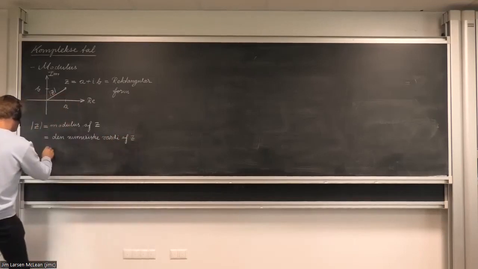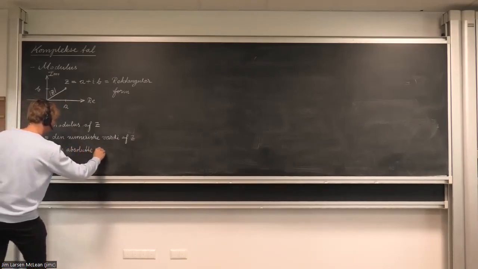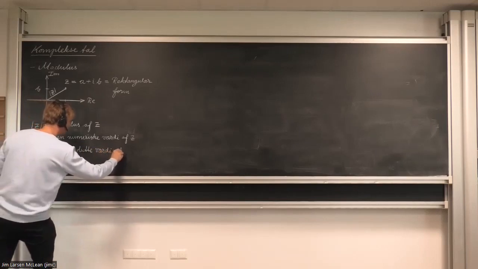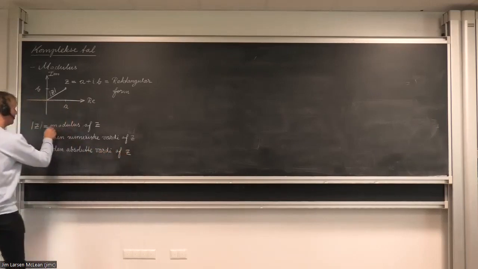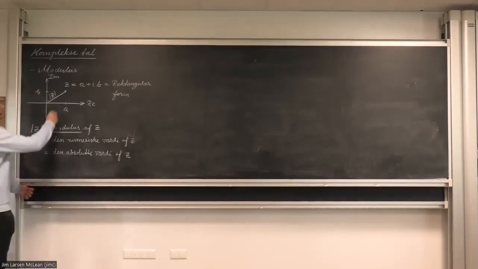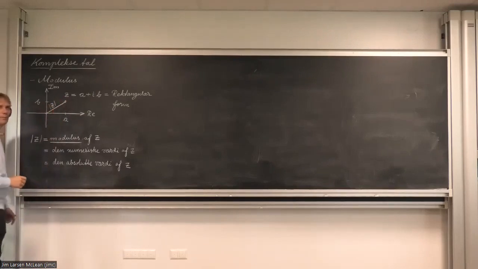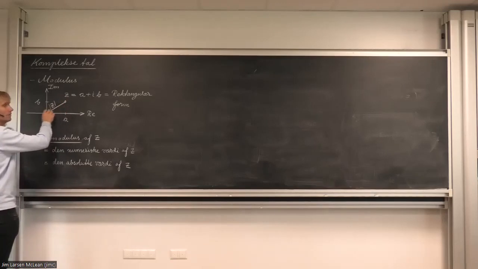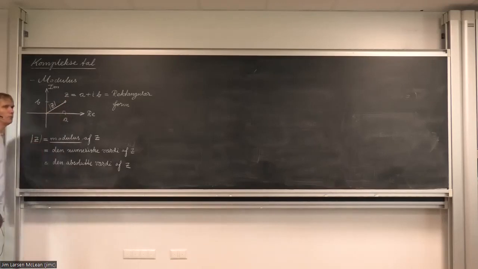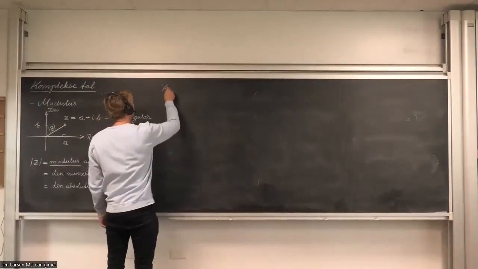And you can also call it the absolute value of Z. But in this course, we use the word modulus. If you want to find the modulus of Z, you can use Pythagoras, because here it's a right triangle. And Pythagoras has taught us that a squared plus b squared equals c squared. So you can just write that down. So we can use the calculations as well.